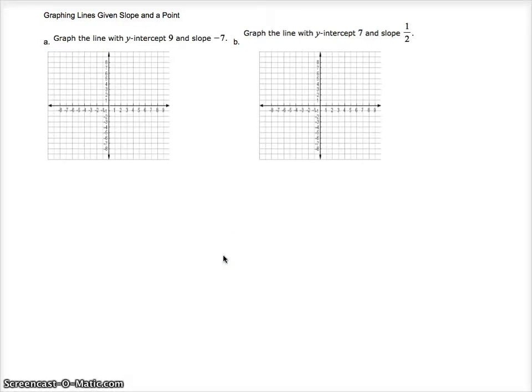Let's look at letter A. Letter A asks us to graph a line with a y-intercept of 9 and a slope of -7. First we need to look at a new concept, which is the y-intercept.